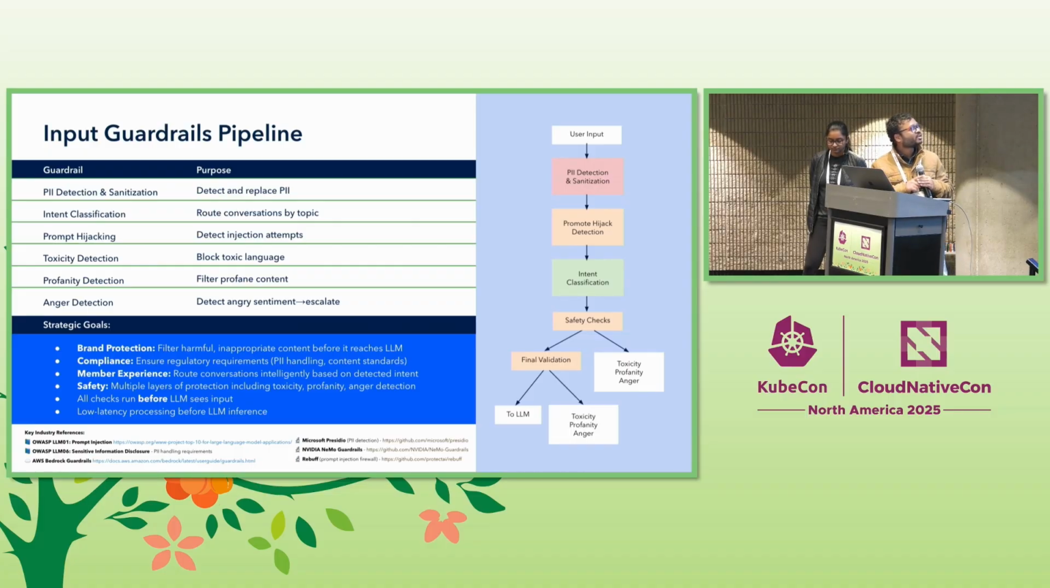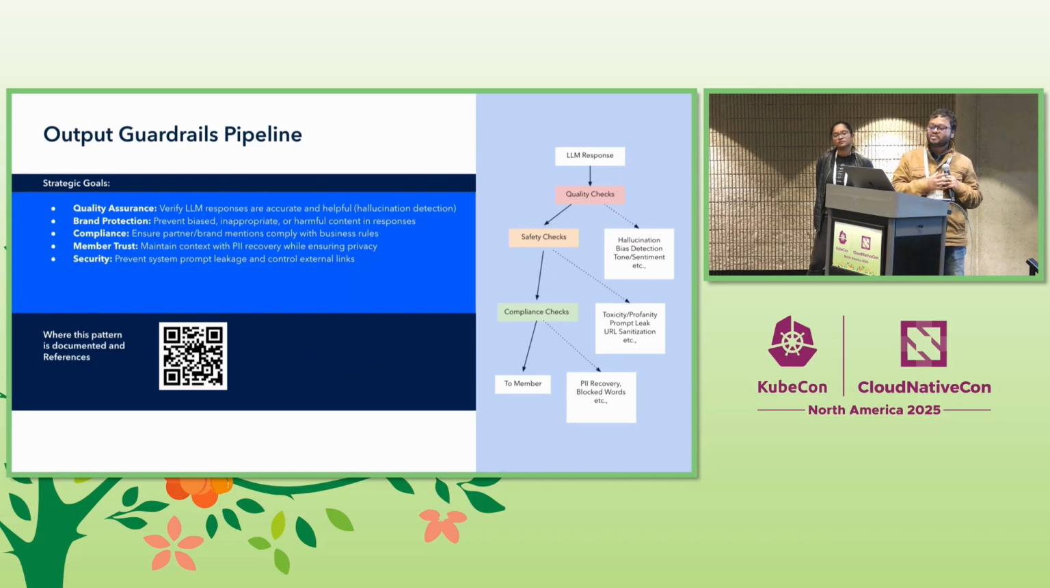We want to make sure that members get the right experience, because we want to route the conversations intelligently based on the intent, and then we want to add a lot of safety layers and guardrails on top of it. In a similar fashion, we have strategic goals for creating output guardrails as well.